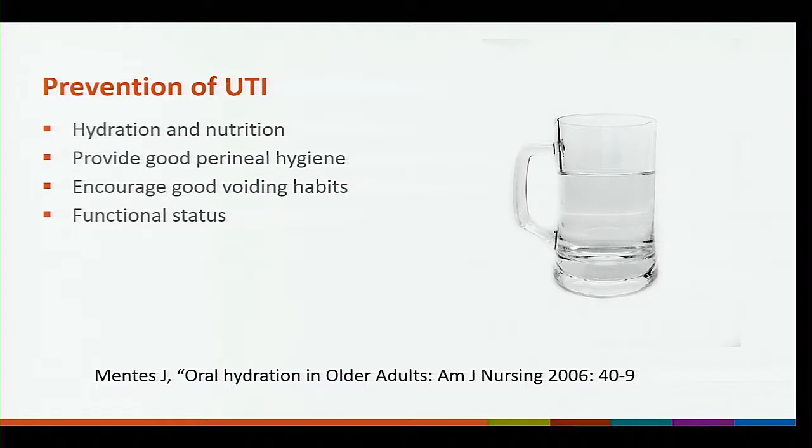There's less data behind it, but I think it's more intuitive behind things like hydration and nutrition and good hygiene and encouraging good voiding habits and improving functional status. Anecdotally, I think these are probably the most important thing. If you're laying in bed and you're incontinent and then you're incontinent of stool, you're probably at much higher risk of getting a urinary tract infection than if you're up and sitting in a chair, or walking, and you're getting changed appropriately, or your sanitary pads and diapers are getting changed regularly. So I think this makes sense. There's a little bit less hard data to support a lot of this, but it's certainly not going to hurt and helps in many different ways.